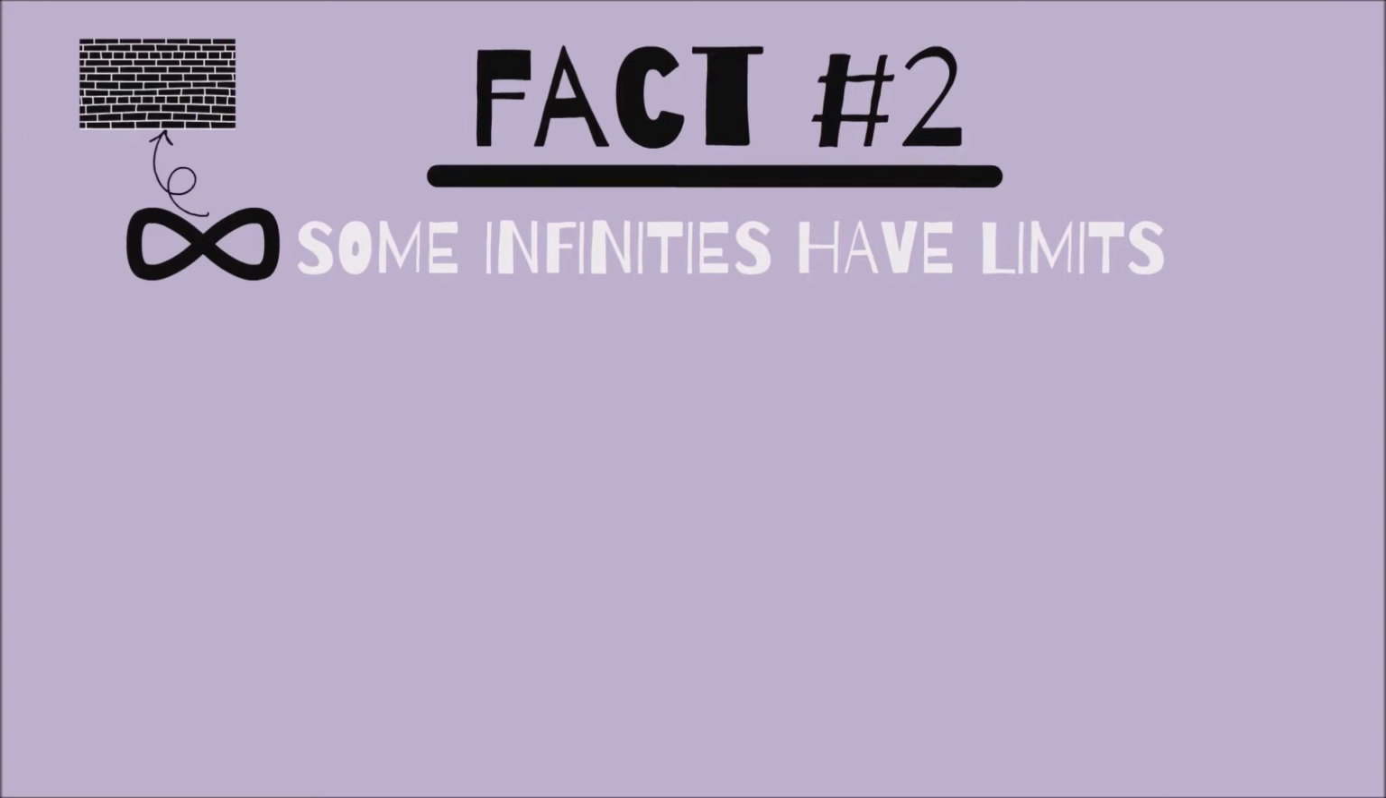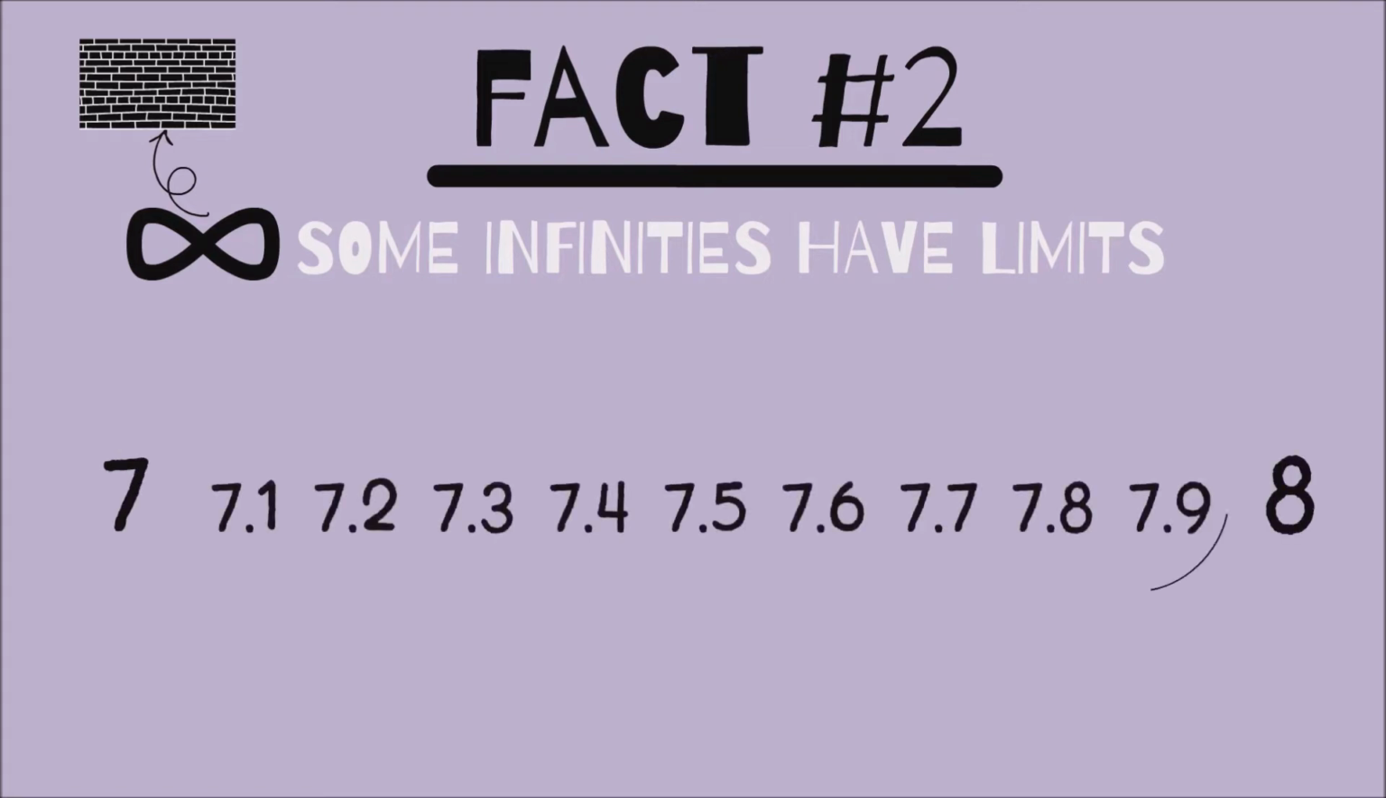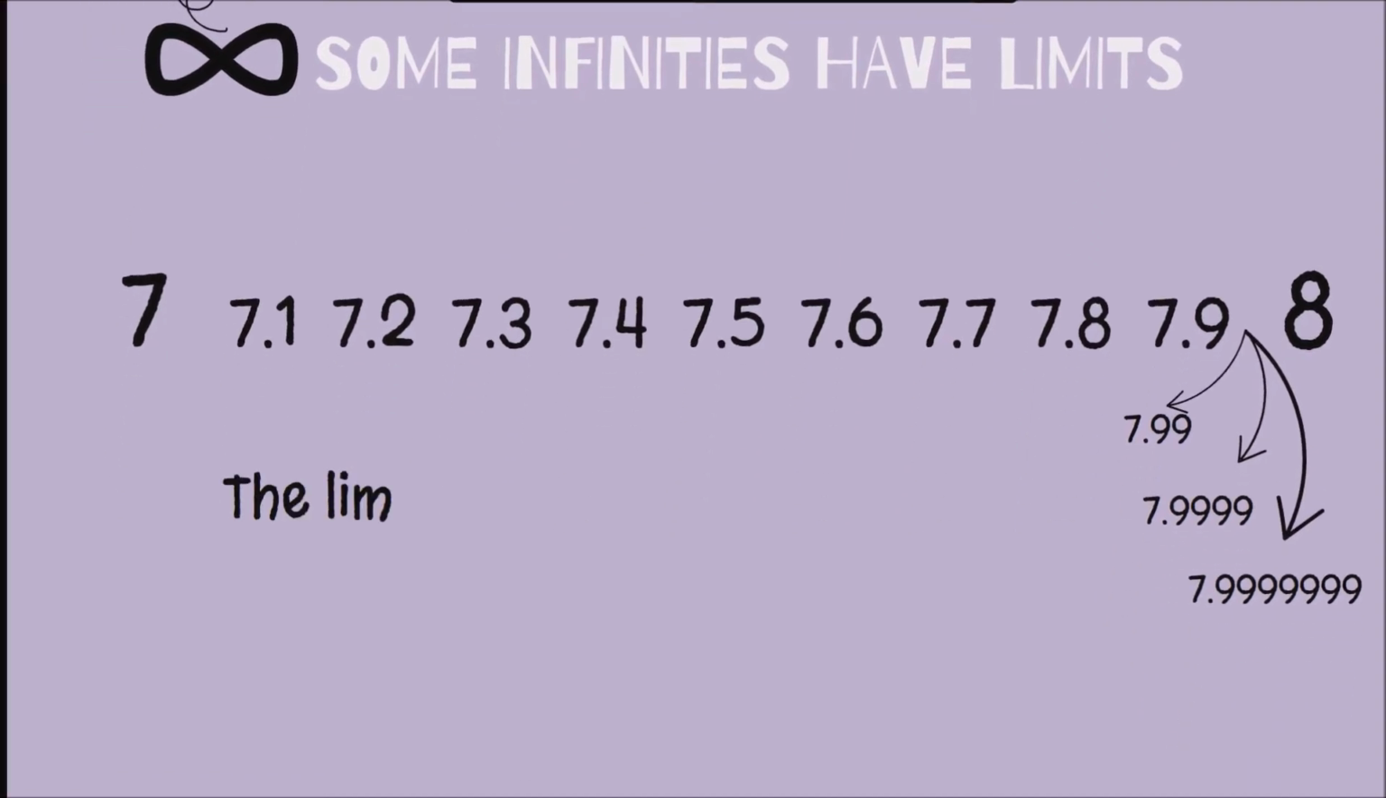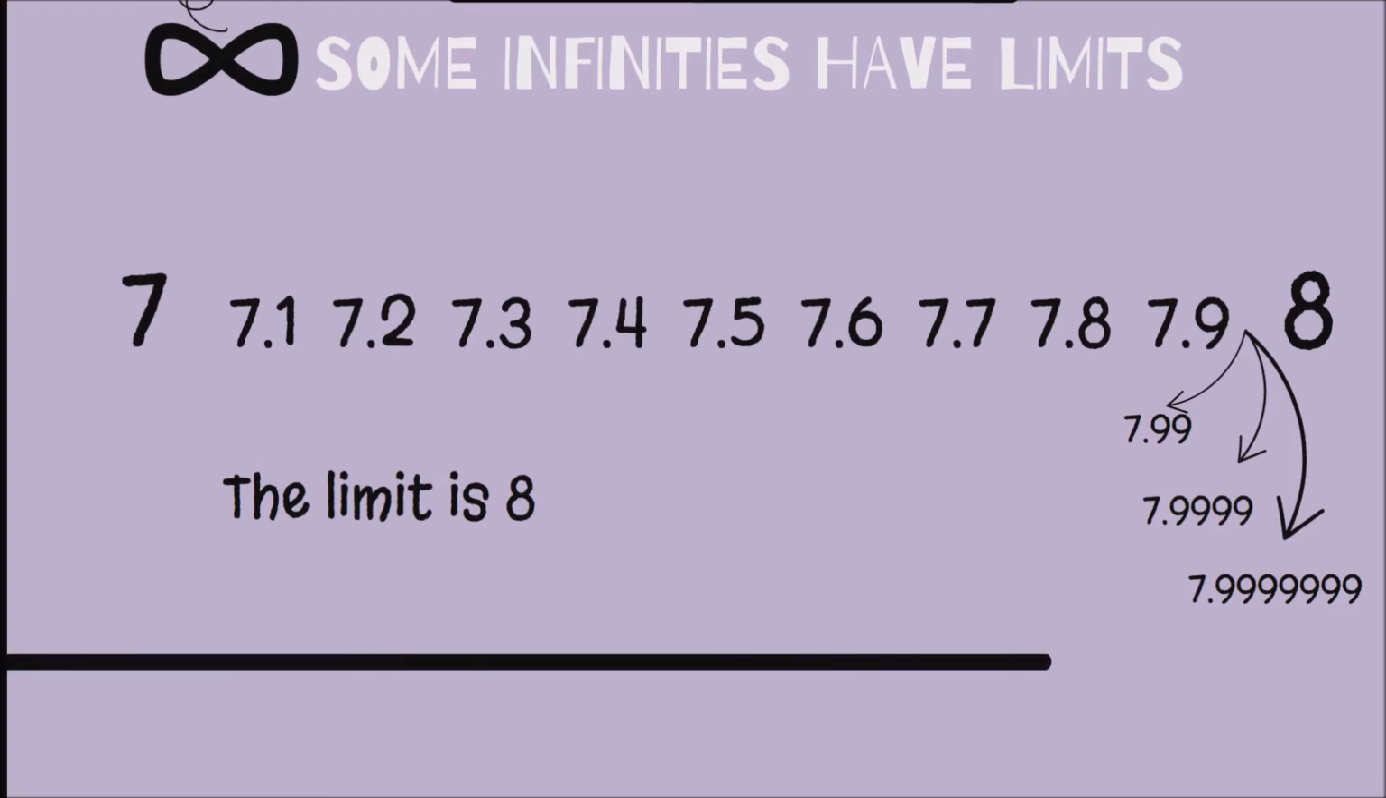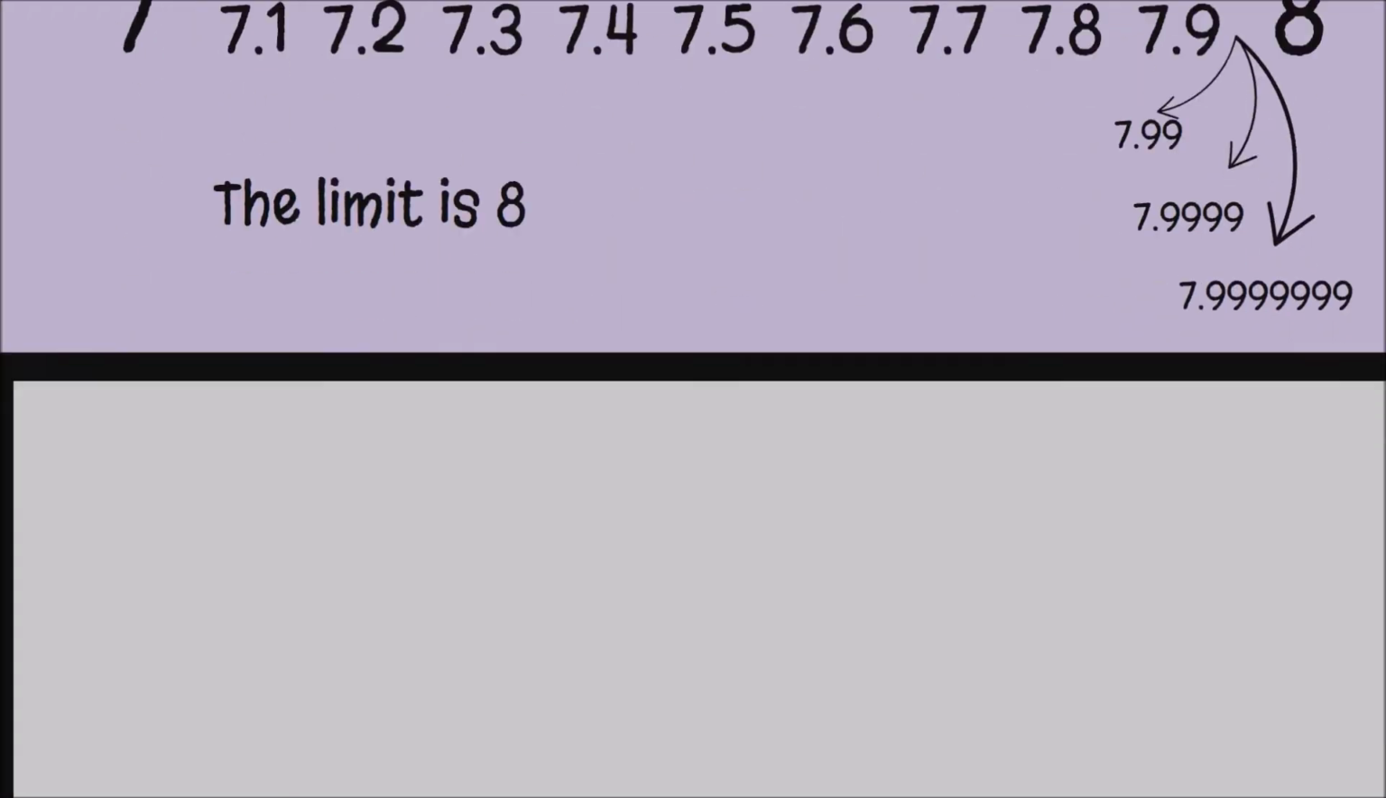If we were to look at all the decimals between 7 and 8, for example, we would get closer and closer to 8 without ever actually getting to 8. So even though the decimals in between these two numbers go on forever, it never actually passes 8, and we say that the limit is 8. Think that's cool? Here's another example.